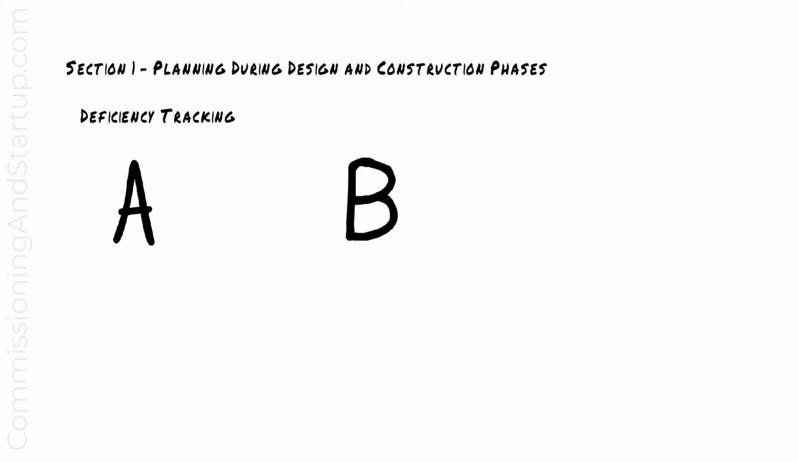A Type B deficiency does not immediately impact commissioning but must be rectified before handover to the owner. And a Type C deficiency is a minor defect not impacting functionality of the system that is agreed to be completed after handover to the owner.